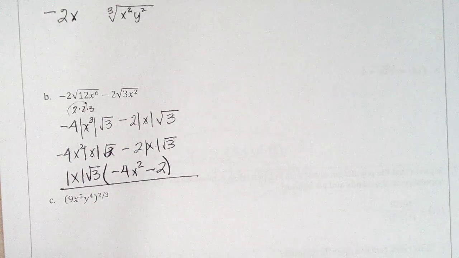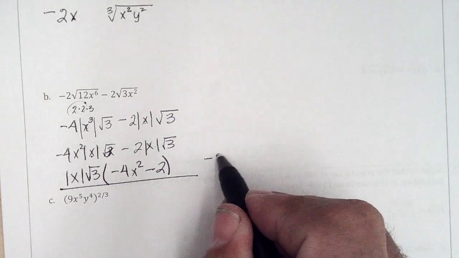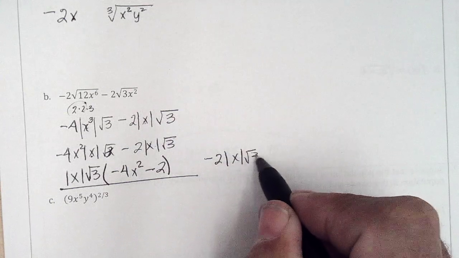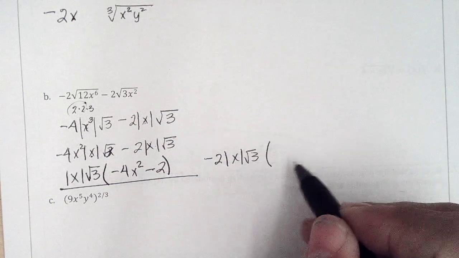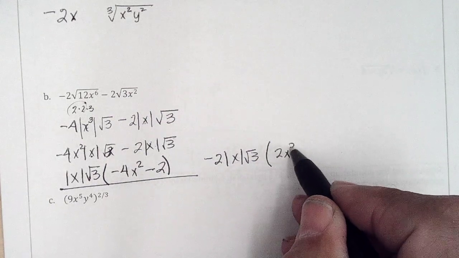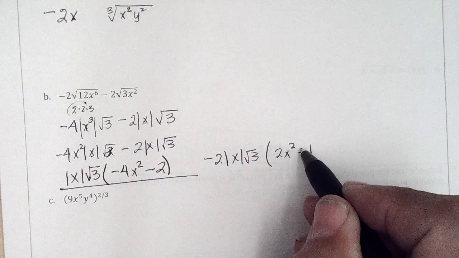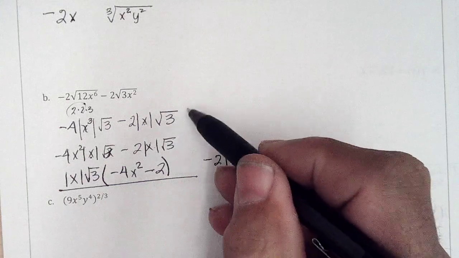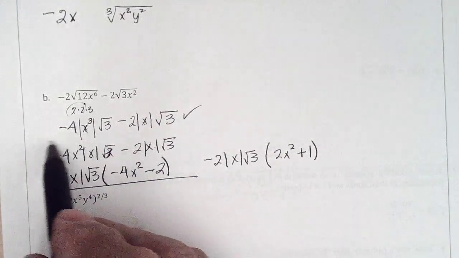Actually, it looks like I could factor out a minus 2 also. So it could be minus 2 absolute value of x square root of 3, and what would be left in would be 2x squared minus 1, plus 1. But this would have been good enough right there.